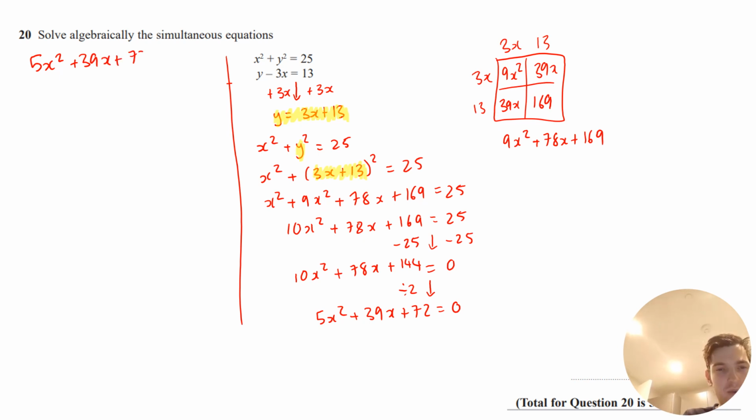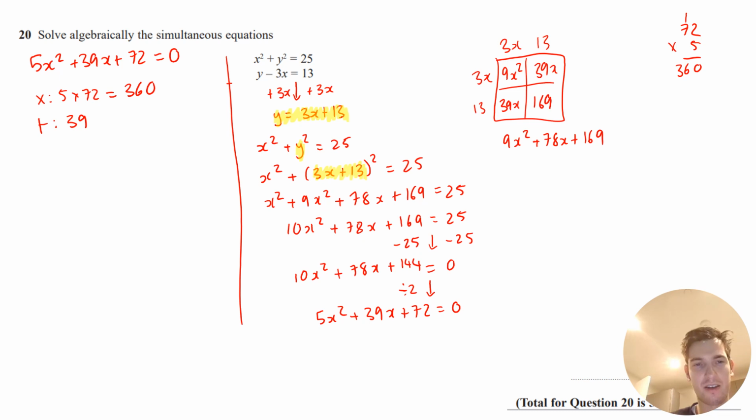Plus 72 equals 0. So I need two numbers that multiply to make 5 times 72. 5 times 72. Okay, 72 to go over here. Times by 5 is 360. So multiply to make 360 and add to make 39. Gosh, this is actually a really nasty one, but I've got time, so I can work through all my possible factor pairs of 360. So if I pick an obvious one, let's try 36 and 10.